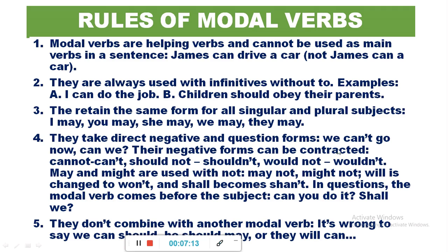Their negative forms can be contracted. Cannot changes to can't. I cannot, I can't. Should not changes to shouldn't. Would not changes to wouldn't. However, may and might are used with not, may not, or might not. Will is changed to won't, and shall becomes shan't.